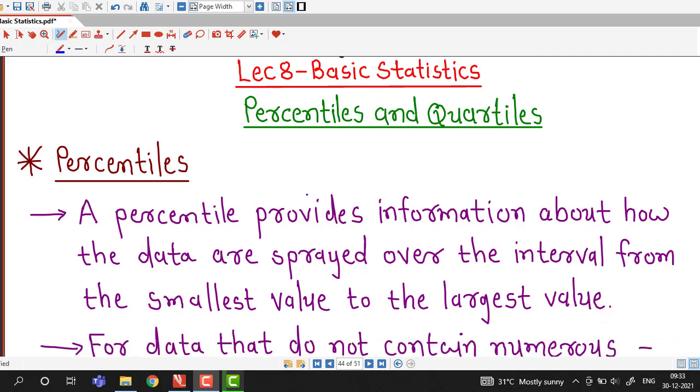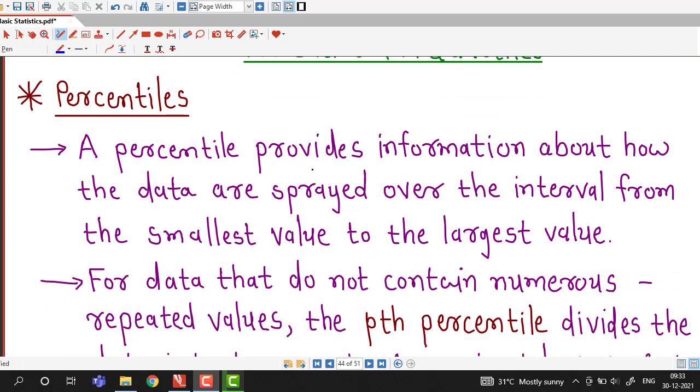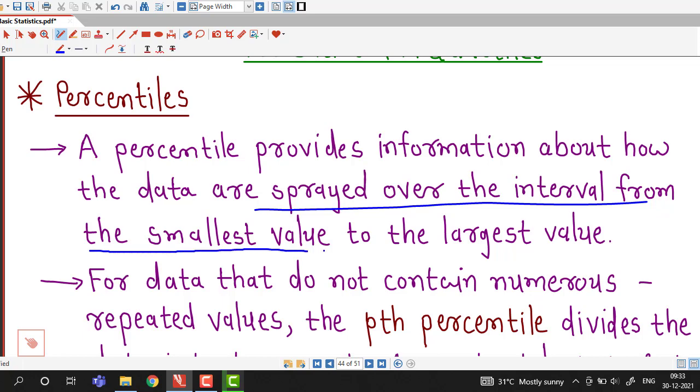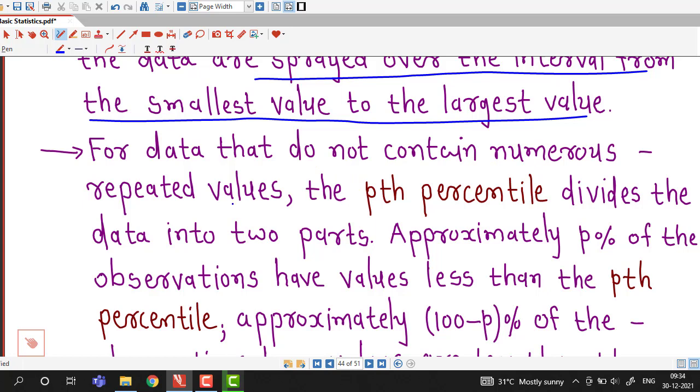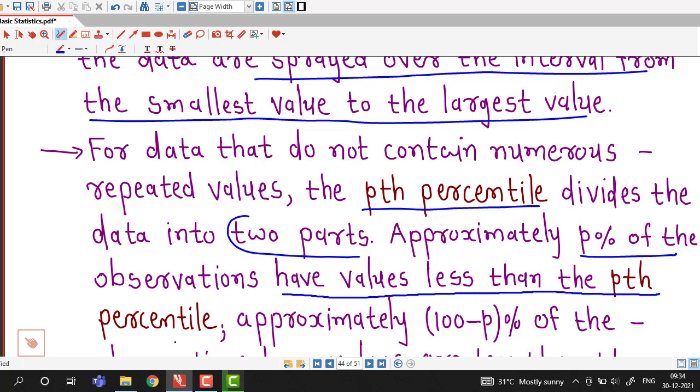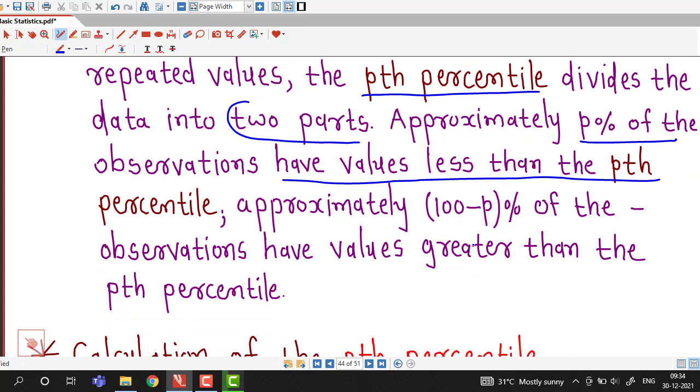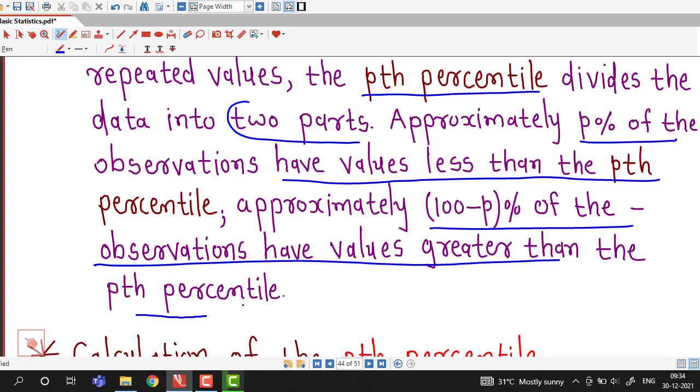So first we understand the meaning of percentiles. A percentile provides information about how the data are spread over the interval from the smallest value to the largest value. For data that do not contain numerous repeated values, the pth percentile divides the data into two parts. Approximately p% of the observations have values less than the pth percentile, and approximately 100 minus p% of the observations have values greater than the pth percentile.